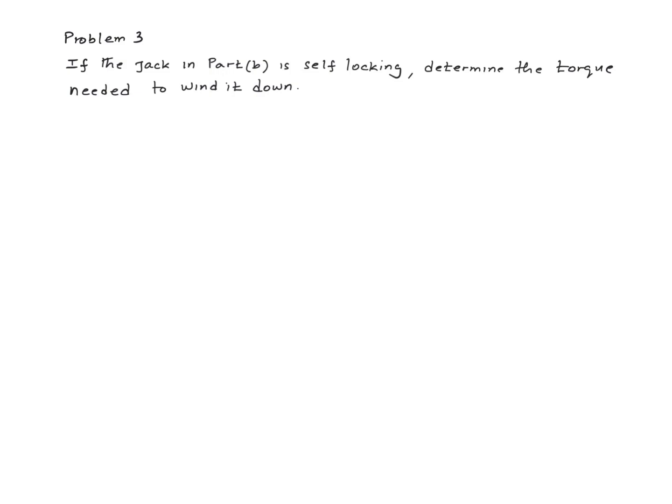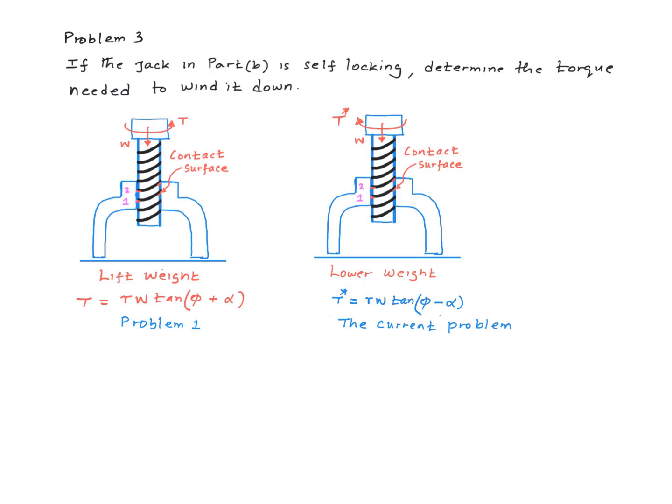If the jack in part B is self-locking, determine the torque needed to wind it down. So we did determine that it's a self-locking jack, and therefore we need to apply a torque in order to wind it down. Just for reference, in problem 1, we had to lift the weight, right, and we had to apply the torque in this direction, right? This was the expression for torque in that case. But here in this problem, we have to lower the weight and we have to reverse the direction of the torque. And the expression for the torque is this.